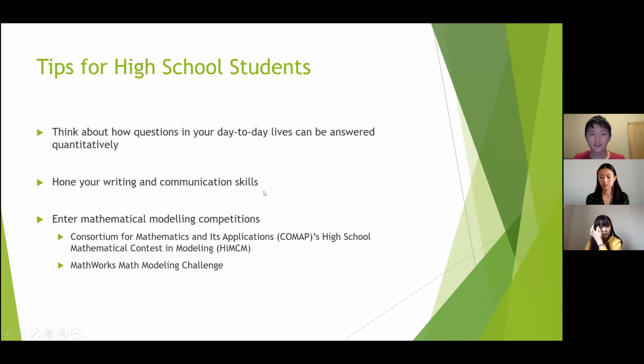And the second thing is to hone your writing and communication skills, because a lot of the work that goes into this modeling and computation techniques is going to be really theoretical, and it's going to be very unapproachable for people without a mathematical background. So one thing to work on is communicating your ideas and your results to people who might not have as extensive a background in the field as you.